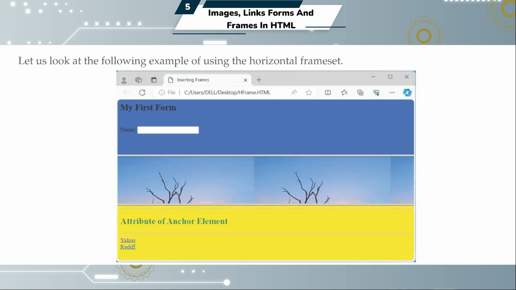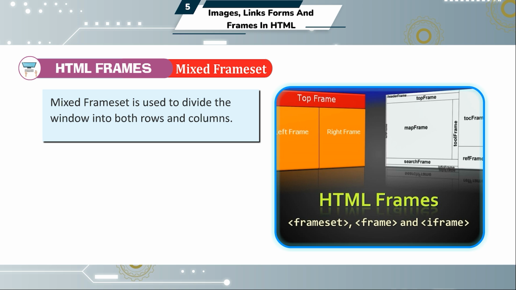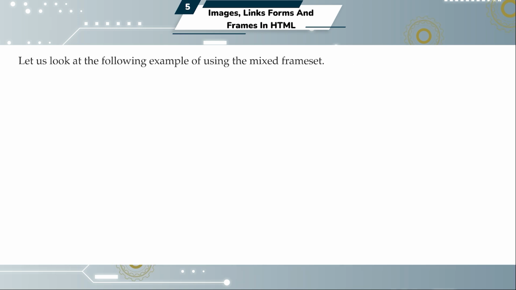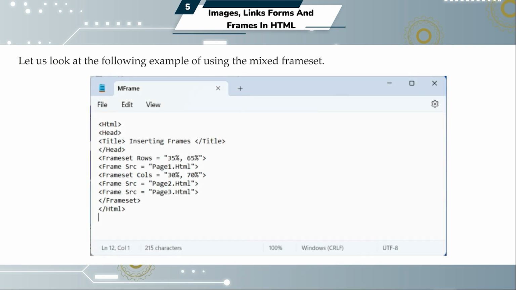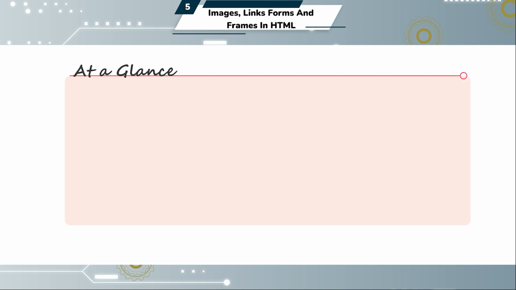Code output. Mixed frameset. Mixed frameset is used to divide the window into both rows and columns. Let us look at the following example of using the mixed frameset. Code output. At a glance, in HTML, images are defined with the img tag.